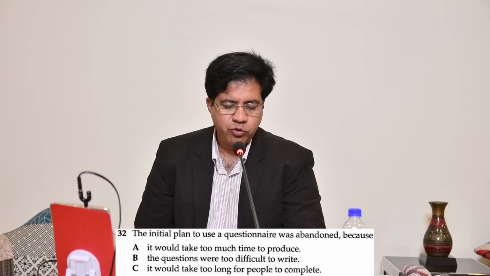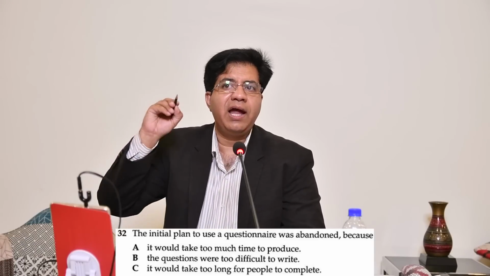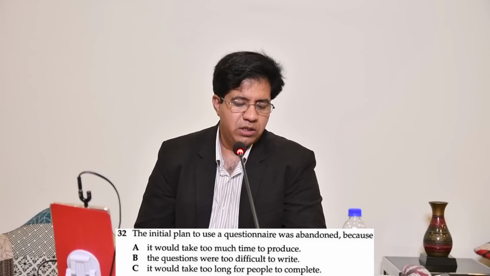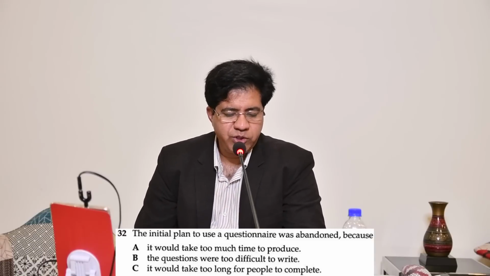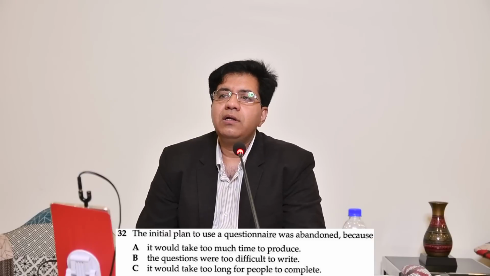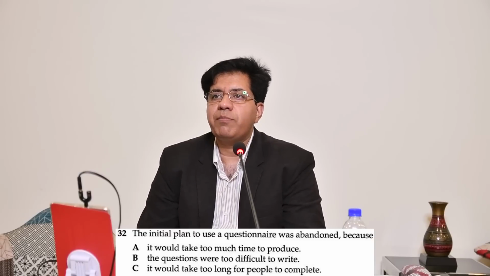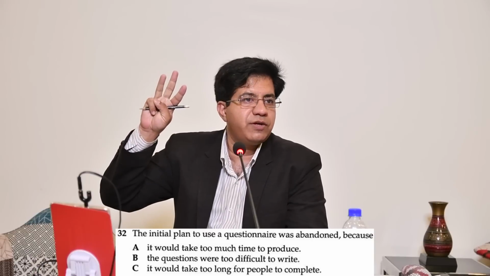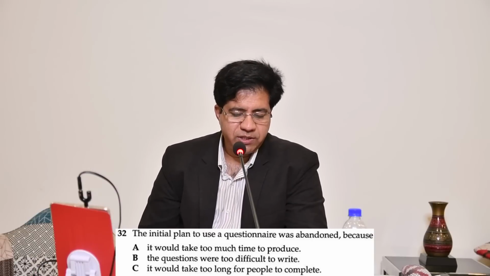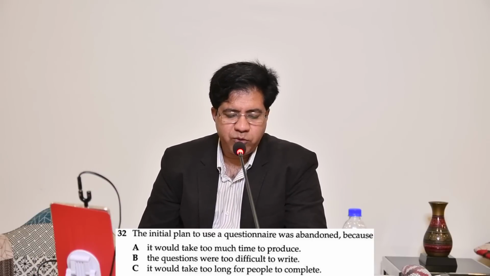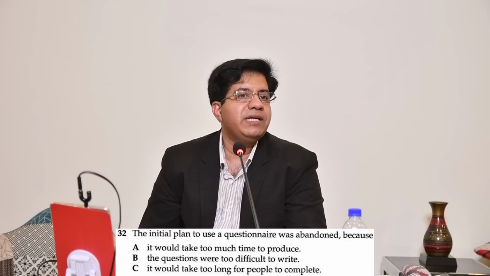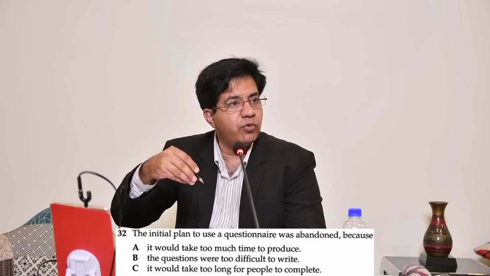A, it would take too much time to produce. Just underline too much time to produce. Option B, questions were too difficult. Just underline questions too difficult. If the options are long, just focus on 3 types of words: nouns, verbs, adjectives. Option C, it would take too long for people to complete. Take too long to complete means it will take a lot of time to complete that.